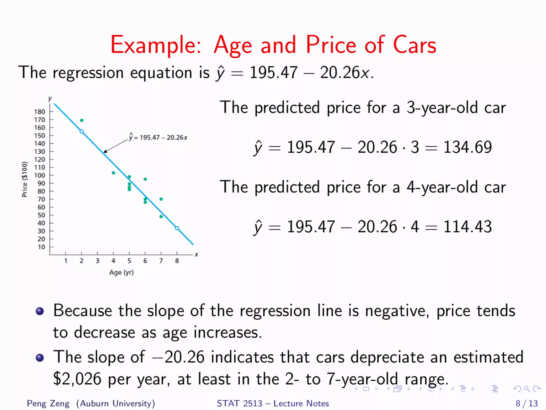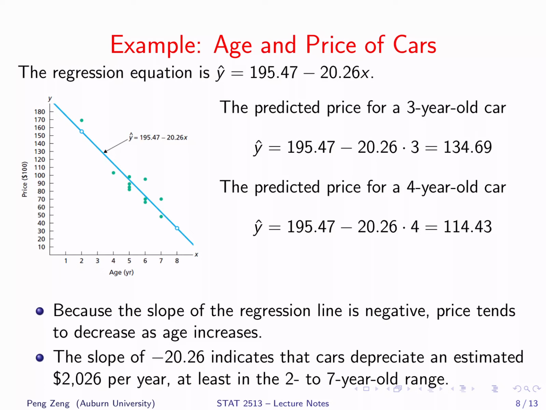For example, for a 3-year-old car, its predicted price is y hat equals 195.47 minus 20.26 times 3, which equals 134.69. For a 4-year-old car, its predicted price is y hat equals 195.47 minus 20.26 times 4, which equals 114.43. Because the slope of the regression line is negative, price tends to decrease as age increases.